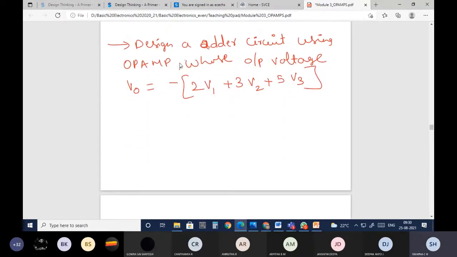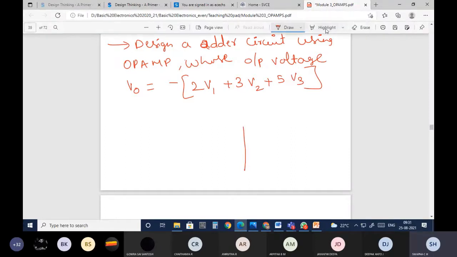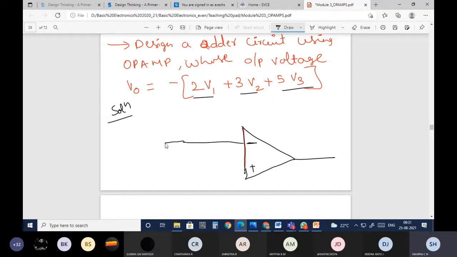Here it is asking you to design an adder circuit. So whenever they ask you to design, you need to find the resistances or capacitances if they are there in the circuit. Okay, so first we'll draw the adder circuit. I'm going with the solution now. Anyway, he has provided the negative symbol. It means that the inputs are given to the inverting terminal. So you have the sum of 3 voltages, so I'll have 3 inputs.